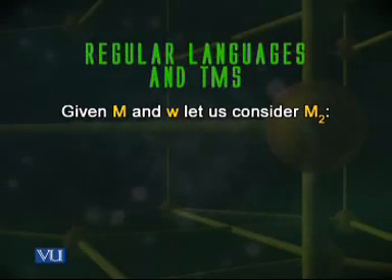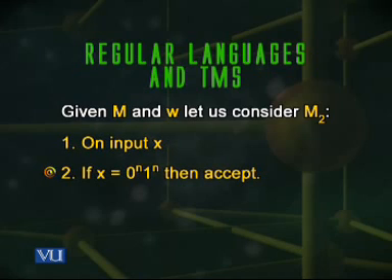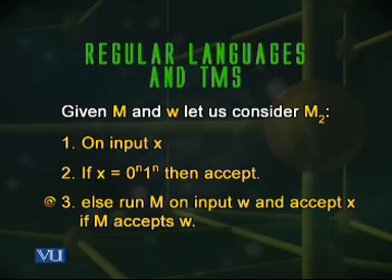Let's look at a description of this Turing machine M2. Let us say we are given M, W. Now we construct M2 as follows. On input X, if X is of the form 0^n 1^n for some integer n, M2 is going to accept X. If that is not the case, then M2 will run M on W, and if M accepts W, M2 will accept X. Note that W and M are once again hard-coded in M2. It's very easy to come up with the description of M2 if we are given the strings M and W.